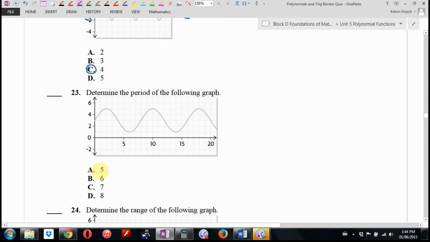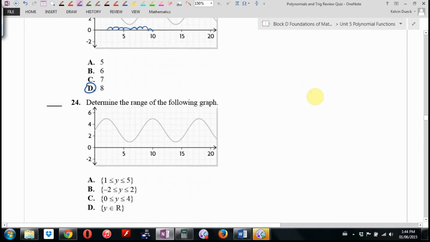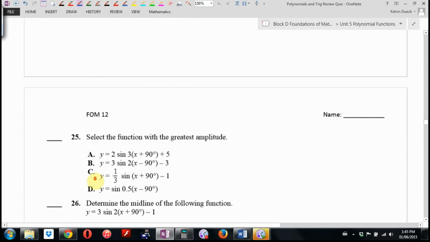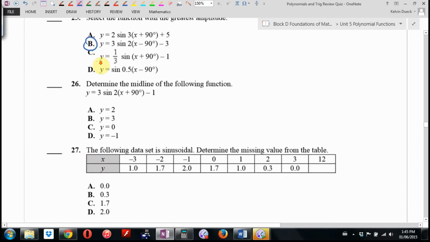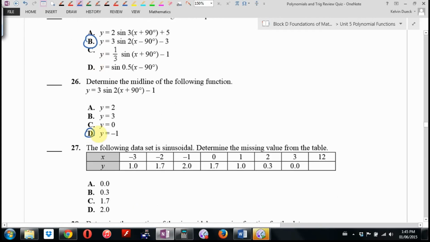23, find the period. Okay, period is going to be, well, from peak to peak, which is 1, 2, 3, 4, 5, 6, 7. I think the period is 8. By the way, if the period was 8, b would be 2 pi over 8. That would be the number in front of the x. Range 5, 1, a. Select the function with the greatest amplitude, b. Find the midline, d, y equals -1.